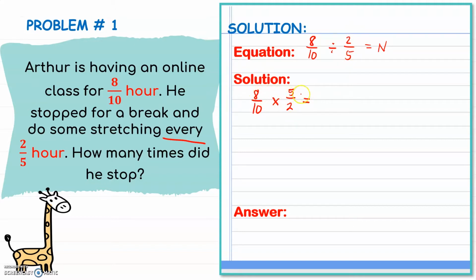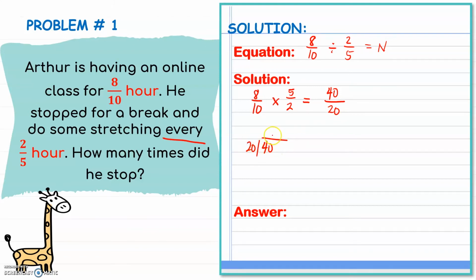Then we multiply the numerators. 8 times 5 is 40. And we multiply as well the denominators, which is 10 times 2 is equal to 20. Our answer here is an improper fraction, so that means we have to change or simplify it. And for us to do that, we'll simply divide the numerator and the denominator.